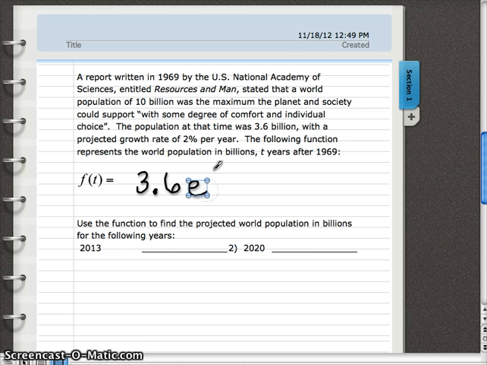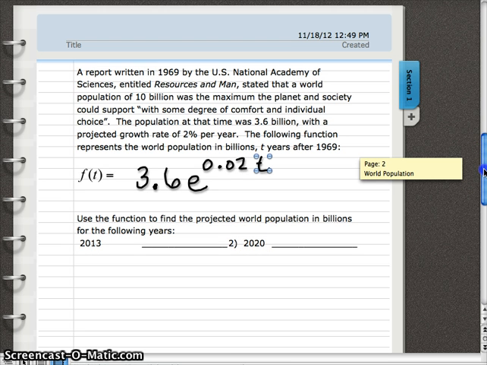It's going to be e always. That's always part of our equation. We're going to raise it to a 2%, so if I write that as a decimal, it's going to be 0.02. And t is going to represent the number of years after our initial stated population. So if we said that in 1969 this was our population, then whatever we substitute for t is going to be the number of years since 1969. So you're going to have to do some subtraction there. Let's try it out here.